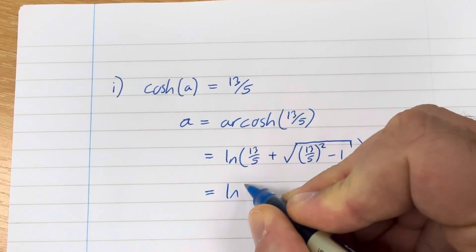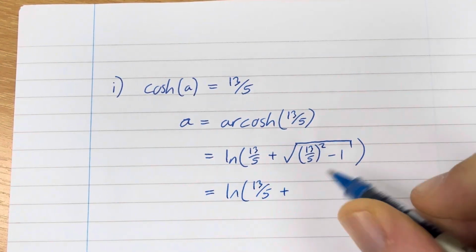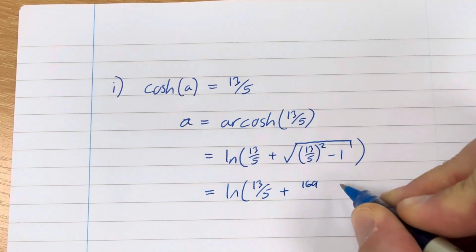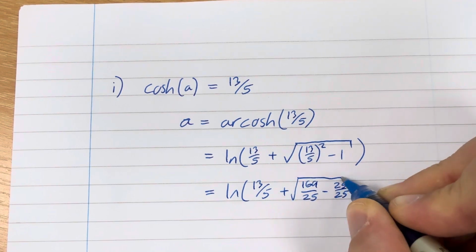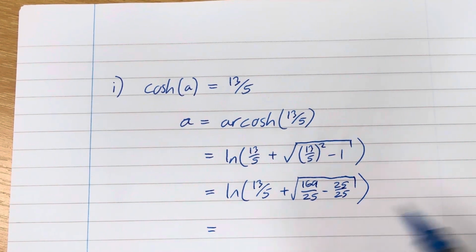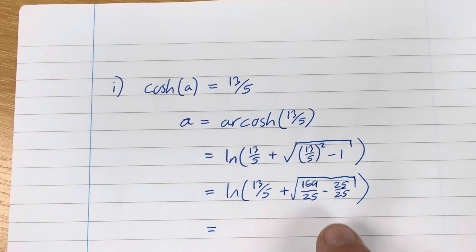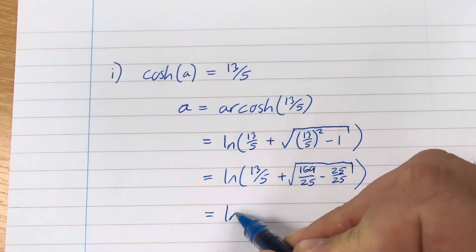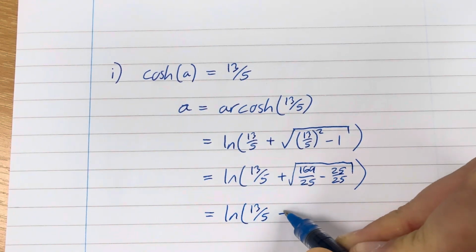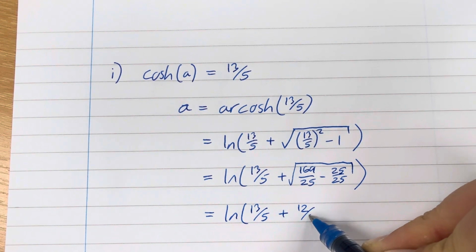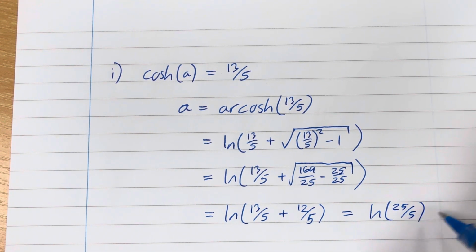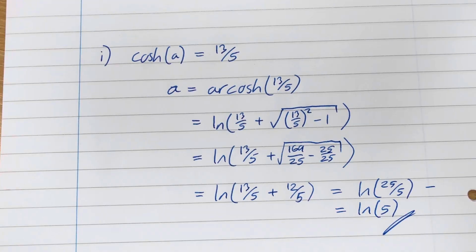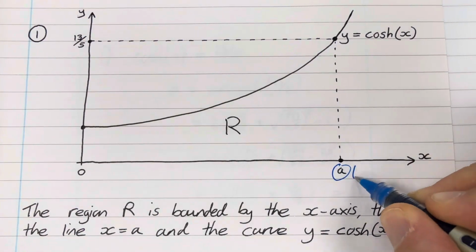So that's going to be the natural log of 13/5 plus the square root of 169/25 minus 25/25. 169 minus 25 is 144, and that square roots nicely to give 12. So I'm going to have 13/5 plus 12/5. And that is the natural log of 25/5, which is going to be log 5. So my value of a, therefore, is log 5. Okay, that's that one there, log 5.